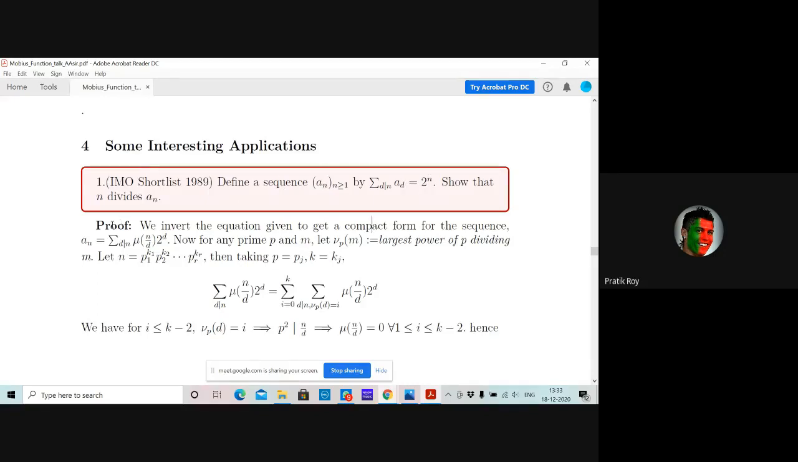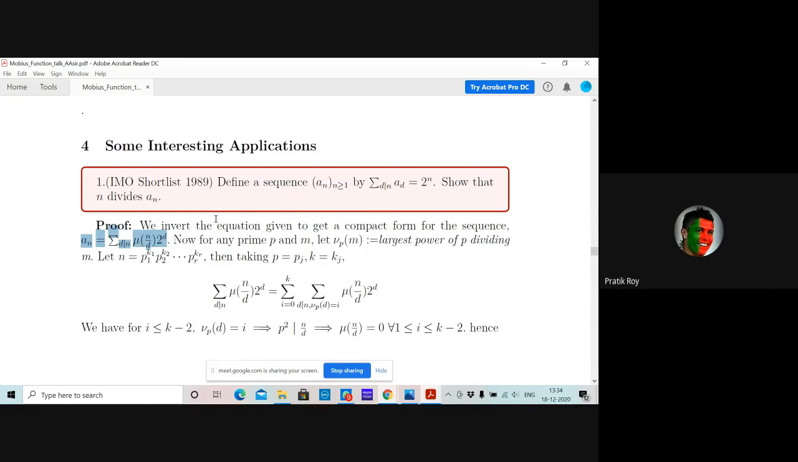and we get that a_n can be written as summation d divides n, mu of n by d, 2 to the power d. We have just applied the Mobius inversion formula, and we see that this uniquely defines a_n, the terms of a_n. We can put in values of n and just compute it from this formula. So this uniquely defines a_n for us.